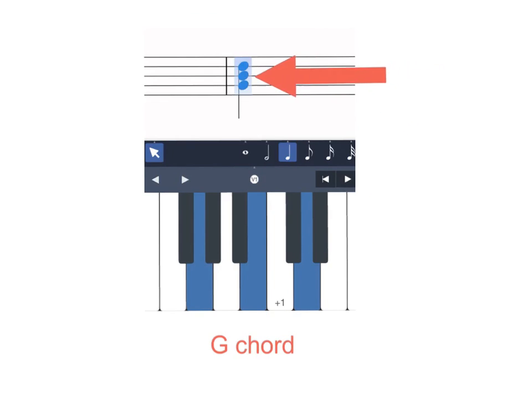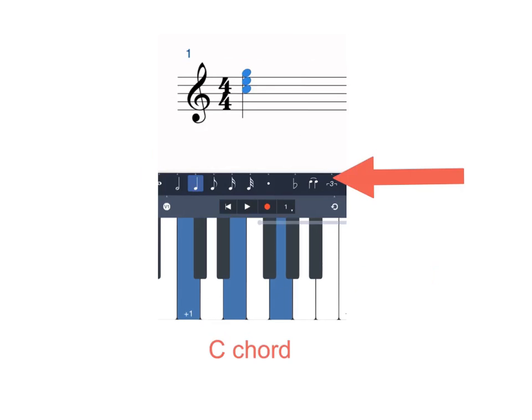Here's a G chord in music and on the keyboard as well. G, B, D. Here's a C chord in music, C, E, G, and on the keyboard, C, E, G. Notice that if you were to count the interval on the keyboard, it would be 1, 2, 3, a third, 1, 2, 3, another third.